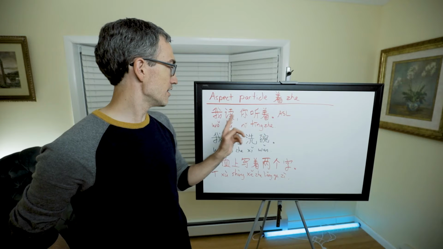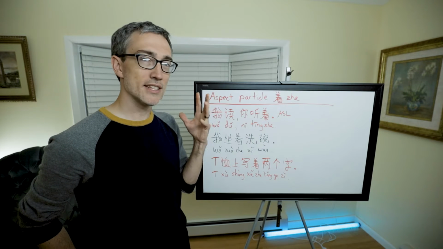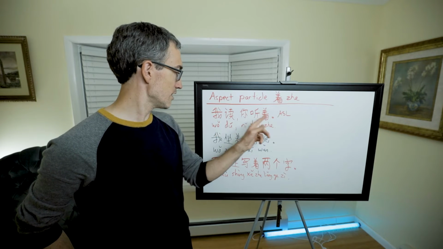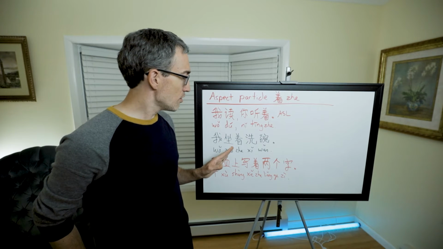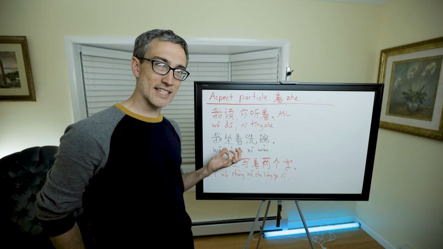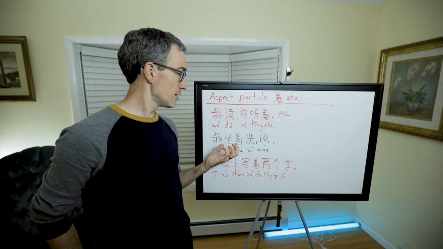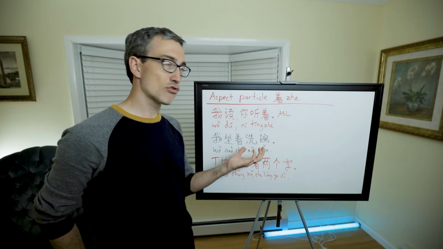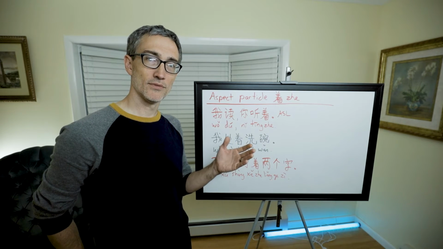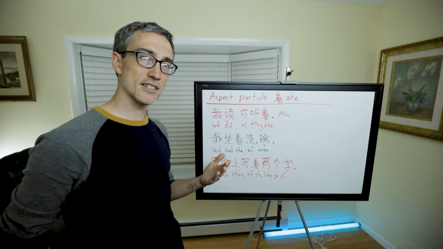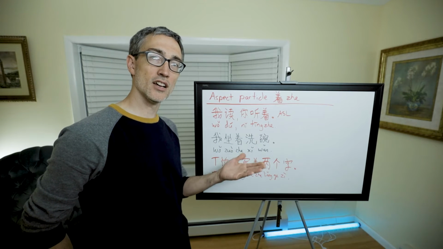So 着 here, in 听着, is talking about being in the state of listening. 我读, 你听着. It can be thrown in with one verb, like a secondary verb, describing how another verb is being done, or what state the subject is in as the subject does another action verb.